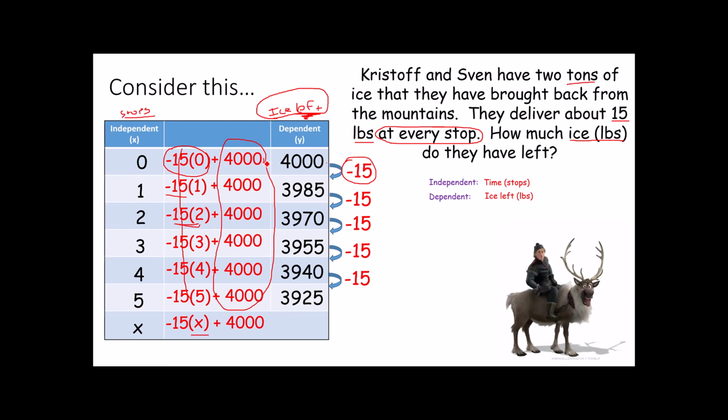You'll notice this time I switched back to y. It really doesn't matter if we use y or f of x or g of x. They're all the same thing. So here is the relationship or the rule. Negative 15x plus 4,000 equals y.